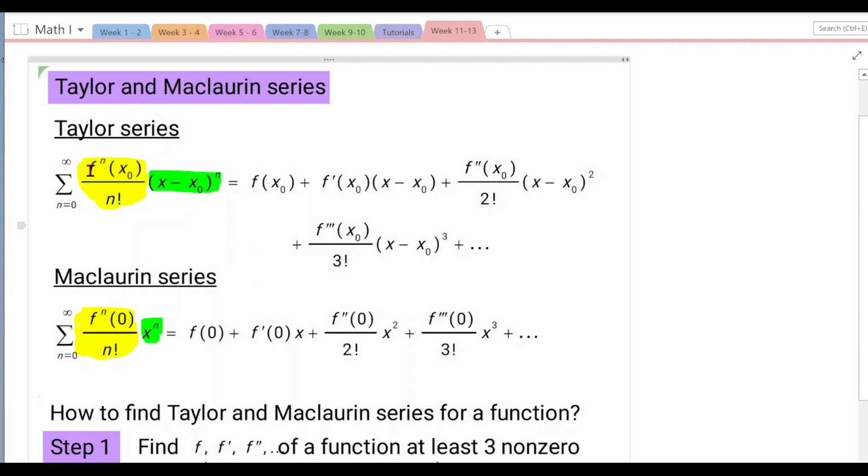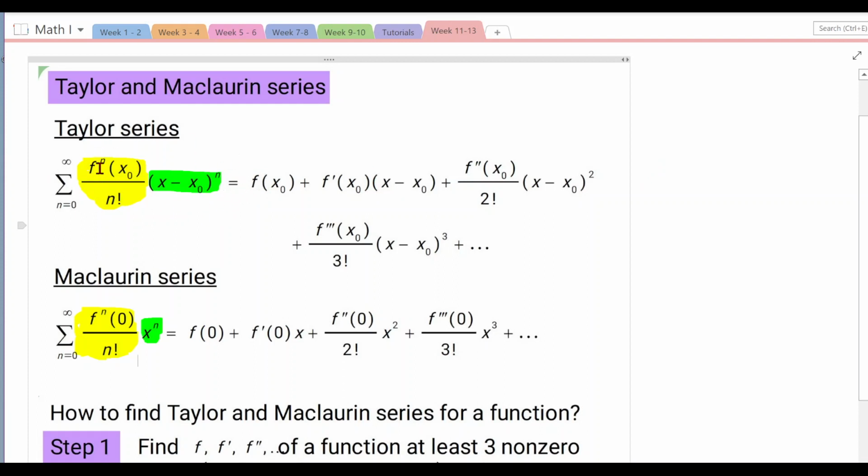So if I say f1, it means the first derivative of the function rather than f to the power of 1, and similarly f2 means the second derivative of the function at the value of x naught, which is the center, divided by n factorial. This is a summation starting from n equals 0 up to infinity, and then we expand the series in the form described by this formula.